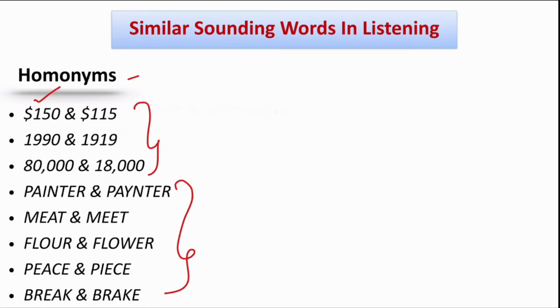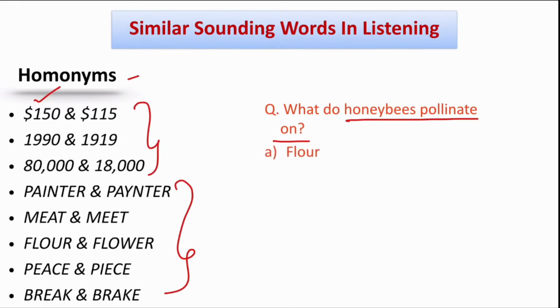For example, I have written in the question, what do honeybees pollinate on? And if we see the options, the first option is saying flower, the second is saying flour, the third is floor. Now, these three are interrelated words and sound similar to each other. But when it comes to the question, you have to make a relation with the option. The question is related to honeybees. So, honeybees and pollinate are both your keywords.